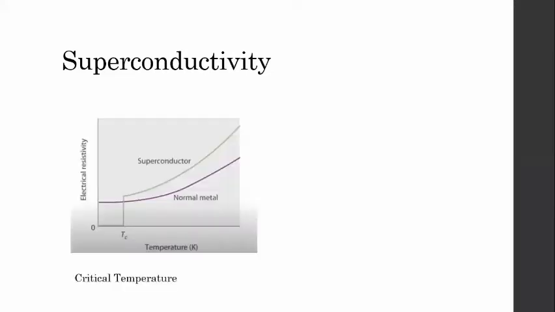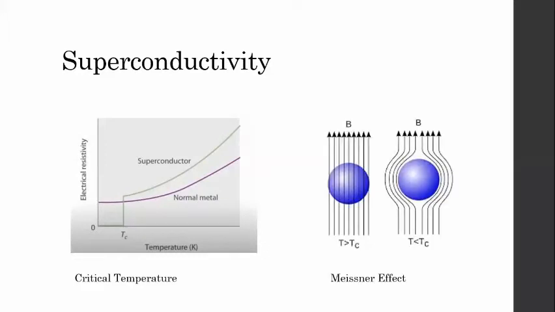Superconductors show two very peculiar behaviors. The first is the existence of a critical temperature. As one can see from the graph, for a normal metal, the resistivity tends to go to zero at 0 K. However, for superconductors, it abruptly drops to zero at a finite temperature Tc. The other is the Meissner effect, where inside a superconductor, the magnetic field is always zero.